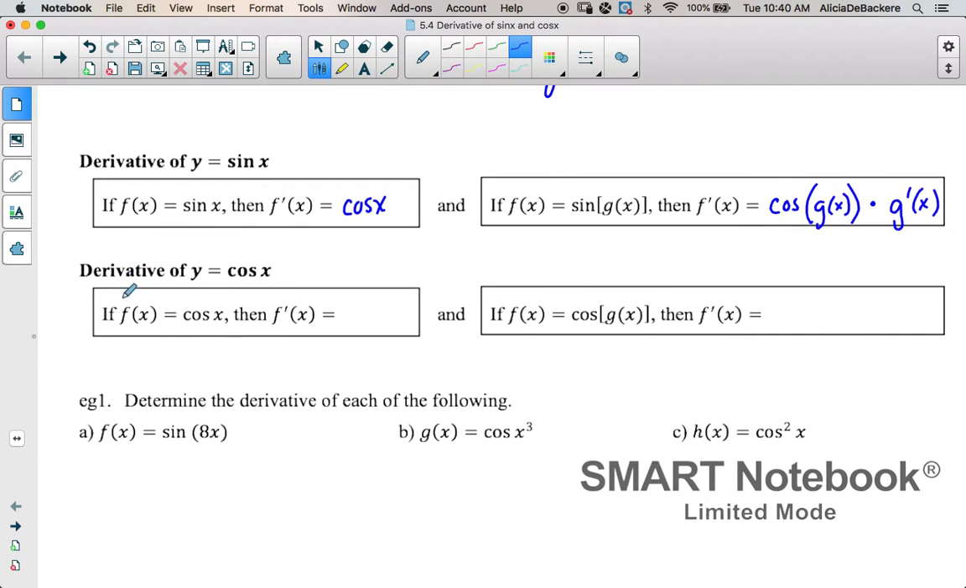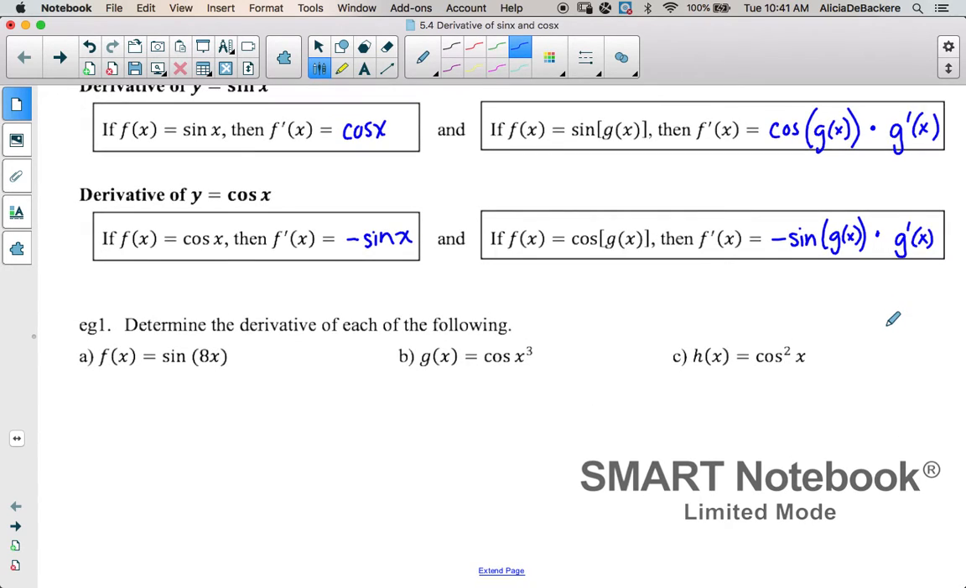All right, what about if I start with f at x equals cosine x? Then the derivative, we said, is going to be the negative sine x. Now, what happens if we have a baby inside as well? So if cosine is on the outside, g at x is on the inside, we take the derivative of the outer function, leave the inner function alone inside of there, and then we multiply by the derivative of the inner function. So this is our chain rule version.